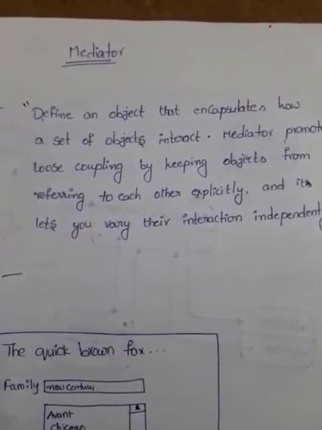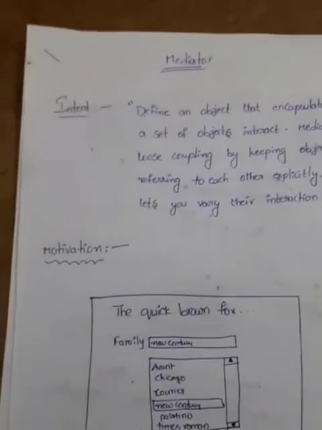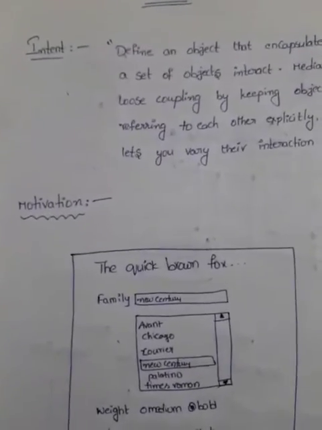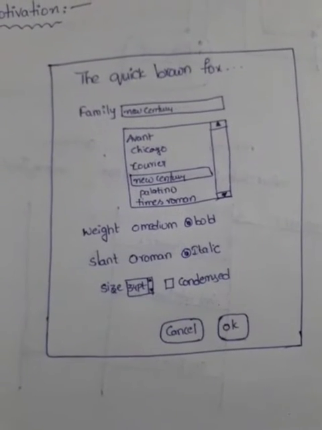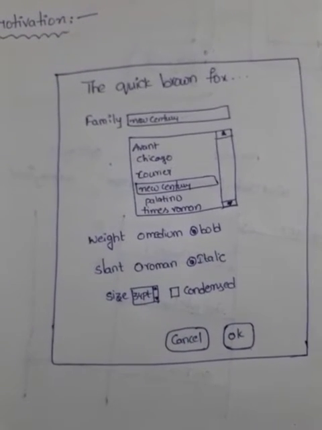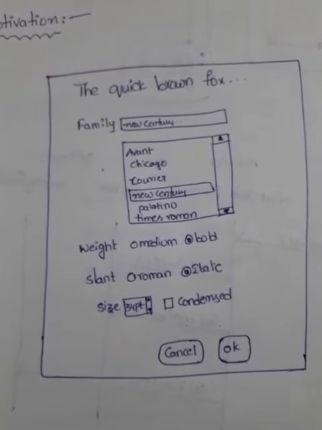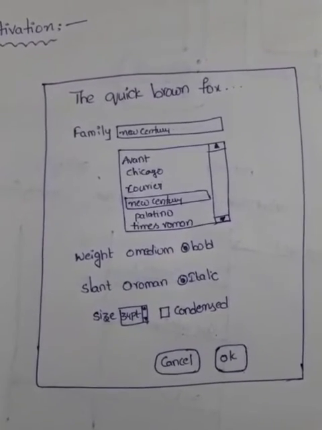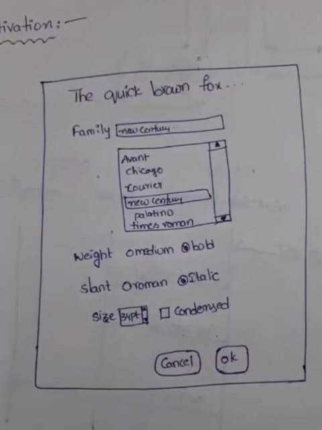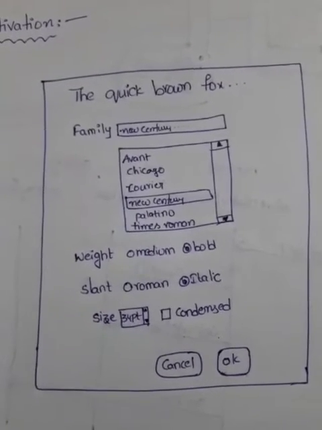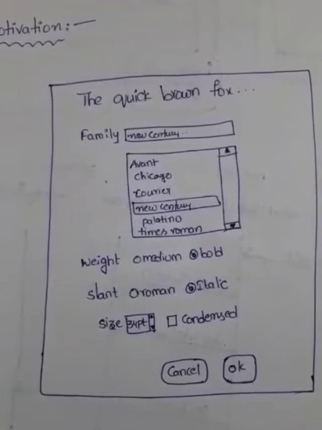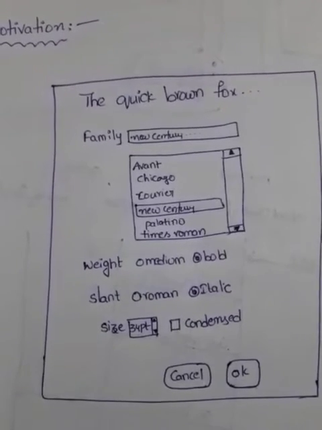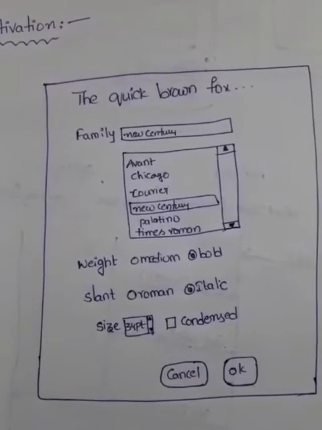So, coming to the motivation of this mediator pattern: object oriented design encourages the distribution of behavior among objects. Such distributions can result in an object structure with many connections between objects. In the worst case, every object ends up knowing about every other.